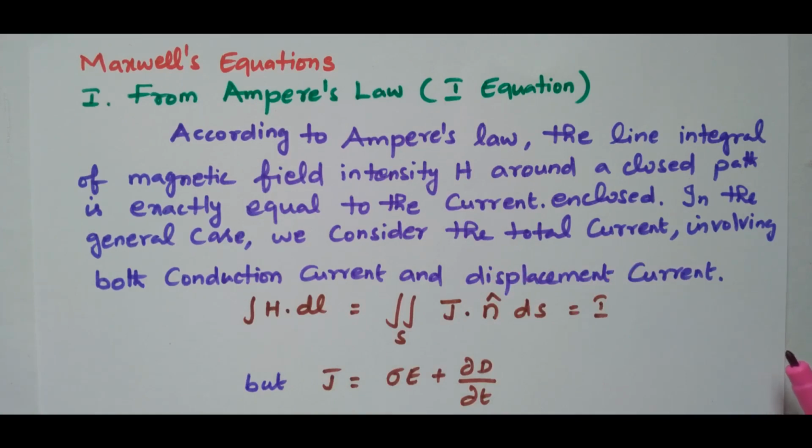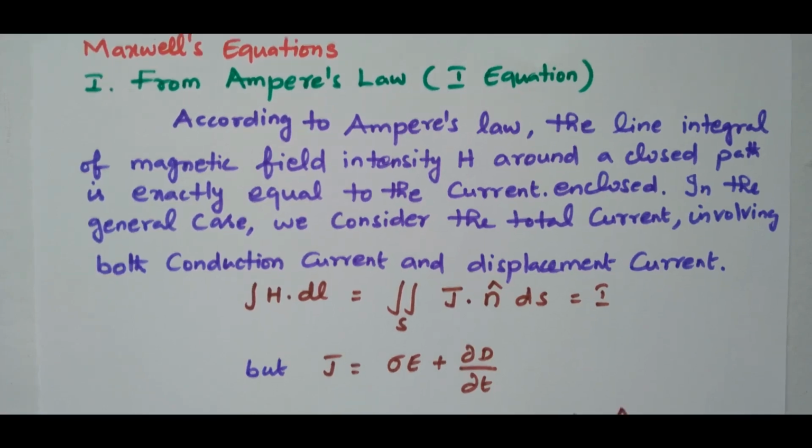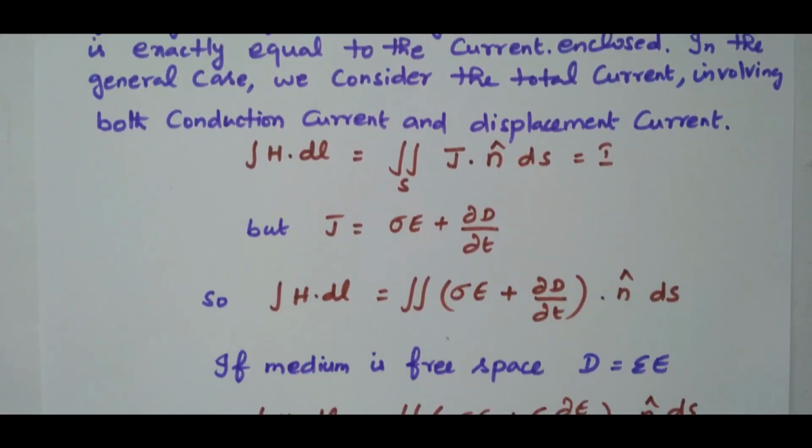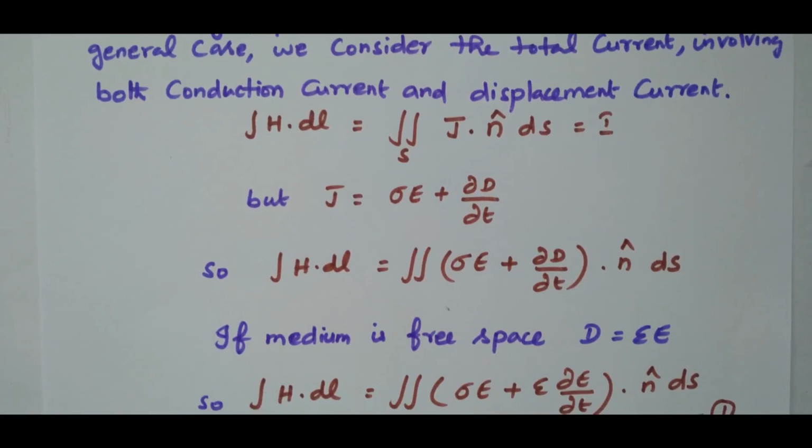Conduction current means current flowing through a normal conductor with resistance R and applied voltage V. Displacement current is nothing but current flowing through the capacitor. Here we are considering both conduction current as well as displacement current. So integral H dot dl equal to double integral J dot n cap ds, that is equal to I.